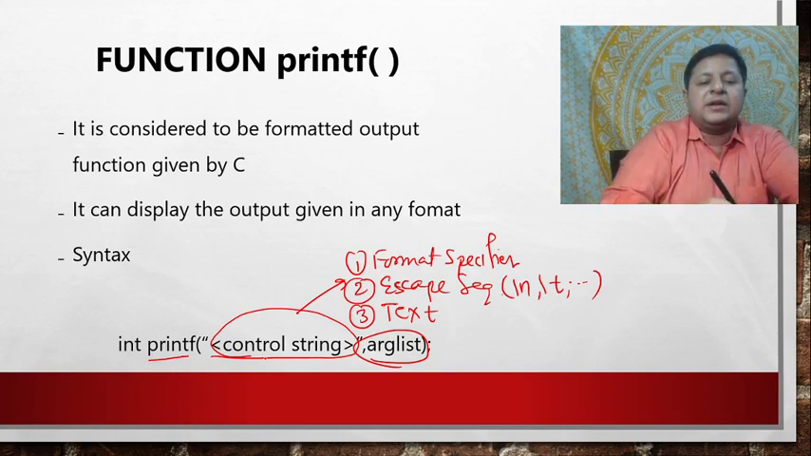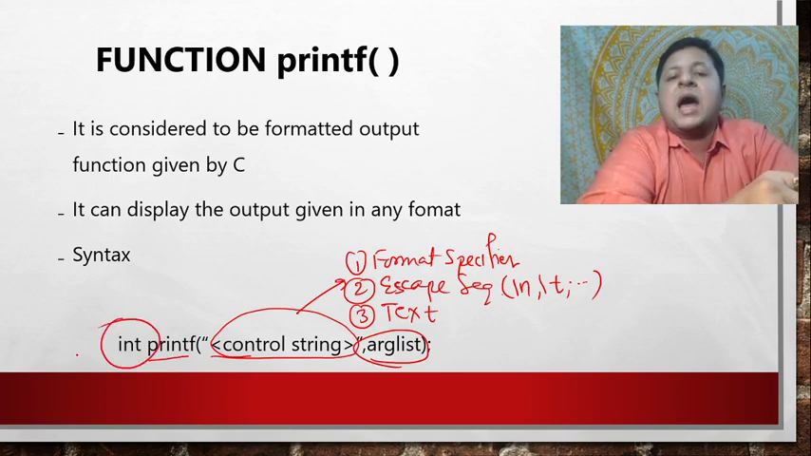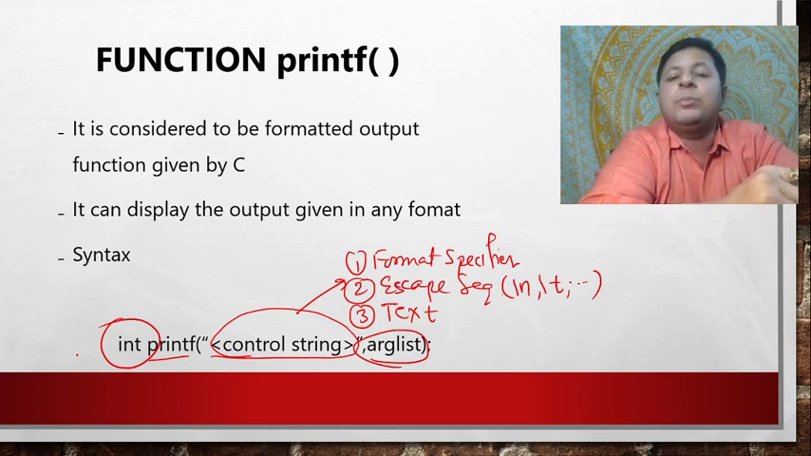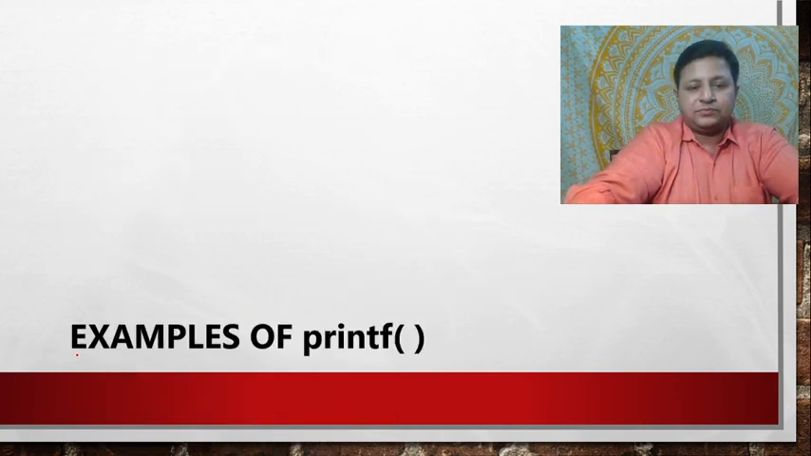Okay, as far as the return type is concerned, again, nothing great. It will also return the number of arguments which are printed successfully. If for some reason it couldn't print any argument, that will not be counted, and accordingly you will see the return value. Okay, so let's look at some examples.